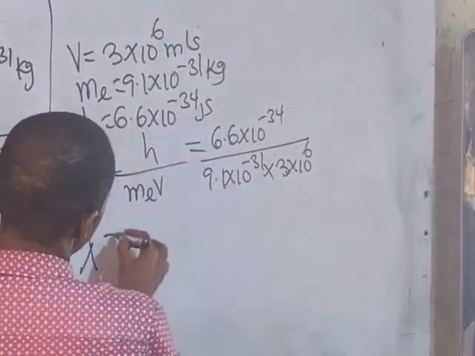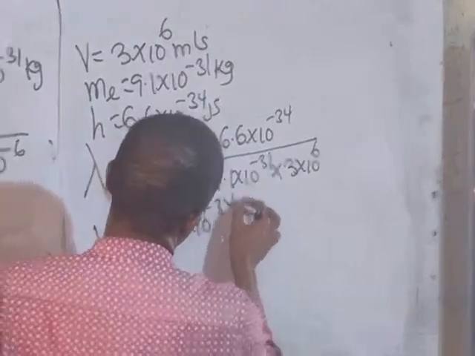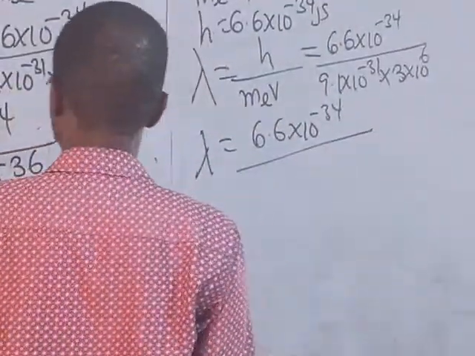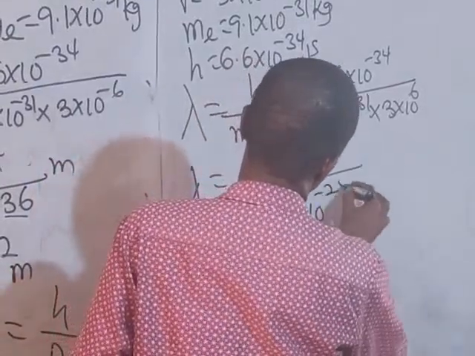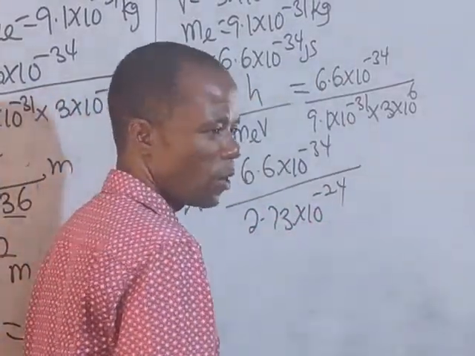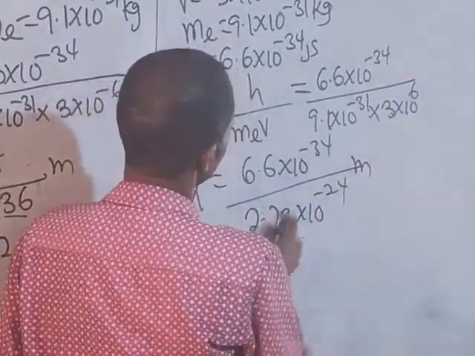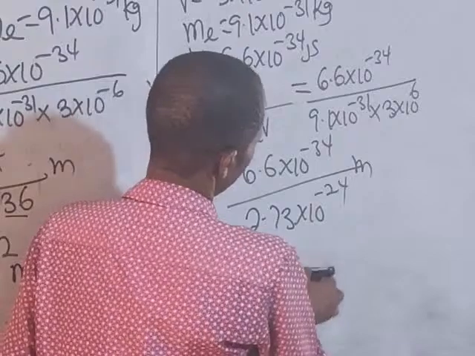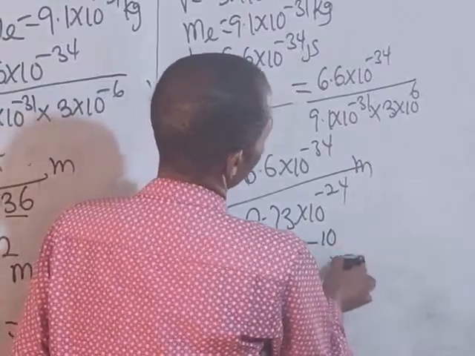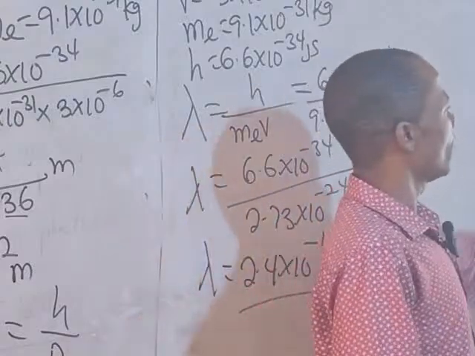Now what we are going to have is 6.6 times 10 to the power minus 34 all over, if you multiply this, you are getting 2.73 times 10 to the power minus what? 24. Now if you divide this with this, tell me what will be the answer? Divide this and this. 2 point what? 4 times 10 to the power what? Minus 10. So I think that's where the problem came from. It should have been plus 6, not minus 6.